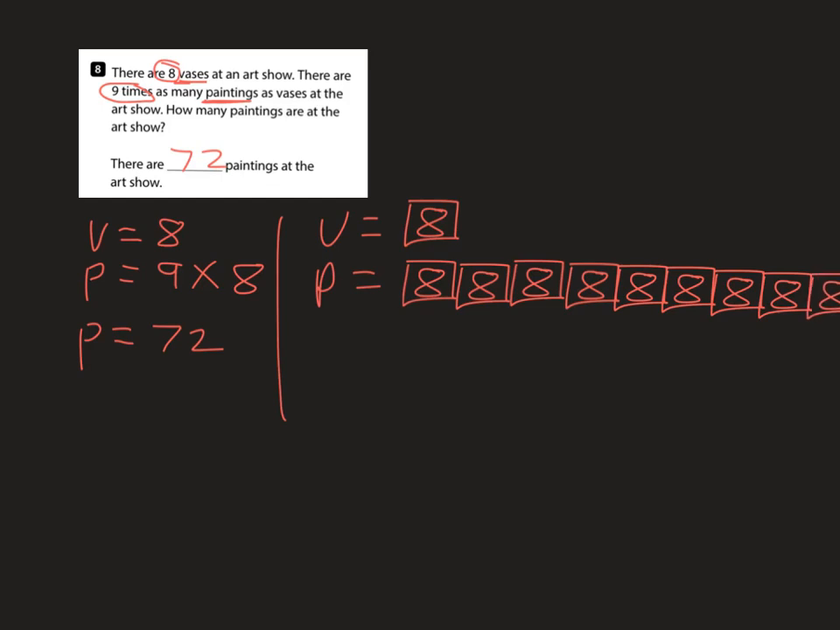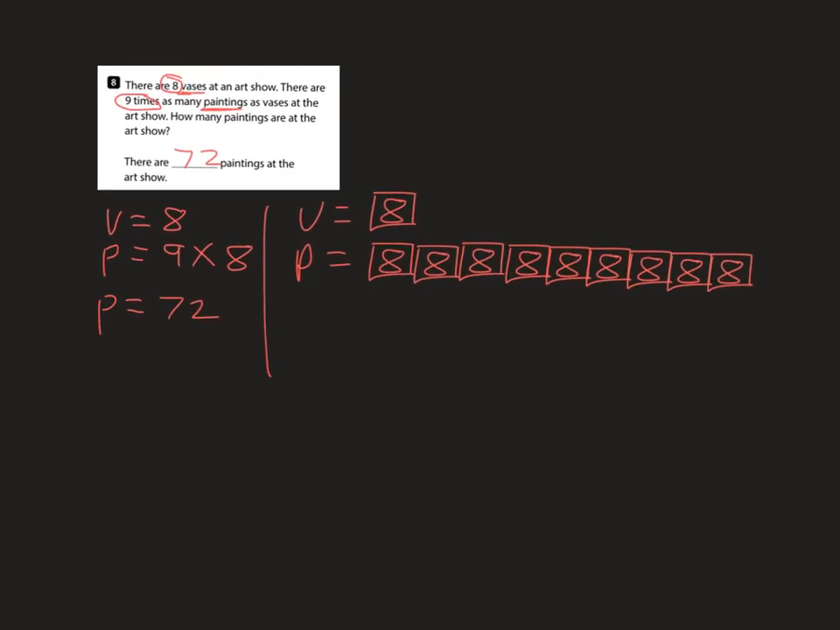Alright, so we have a total of 8, 16, 24, 32, 40, 48, 56, 64, 72. So there's a total of 72 paintings, which is 1, 2, 3, 4, 5, 6, 7, 8, 9 times as many as 8.